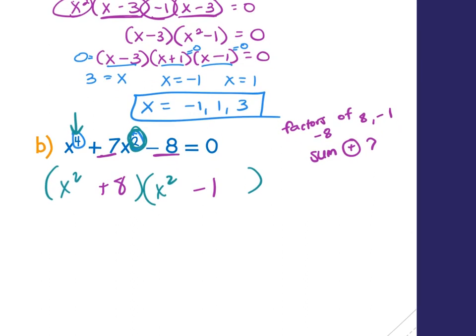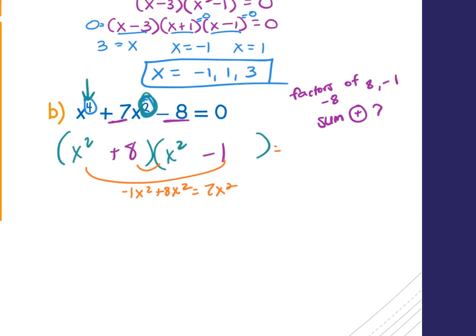I can double check that this matches what I originally had by multiplying the outer and the inner. So I'd get -x squared plus 8x squared, and that gives me 7x squared, which matches. So I know I factored it correctly. So now I'm here. X squared plus 8 can't be factored any further because it's a plus. But x squared minus 1 can be x minus 1 and x plus 1.